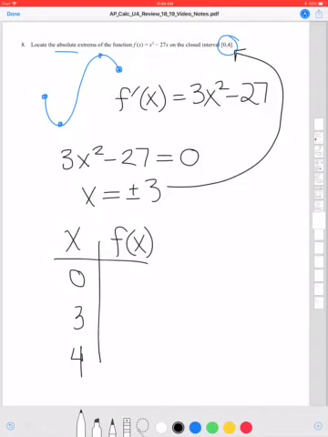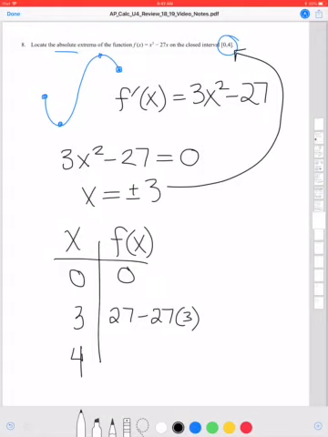All right, so now we're going back to the original function because I want to find out which one gives me the highest value, not the highest slope. That would be the derivative. I just want the highest value. So if I plug in 0 for x, 0 cubed minus 27 times 0 is 0. All right, the next one, 3 cubed is 27 minus 27 times 3.